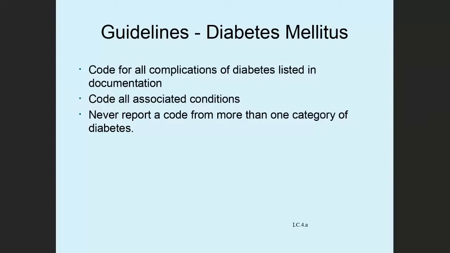And most importantly, never ever report a code for more than one category of diabetes for the same patient. For example, if reporting multiple diabetic complications, all the codes must be in the same category for the same patient, such as all from E08, all from E11, whichever is appropriate in that specific case. You're not going to have one code from E08, one code from E11, one code from E10. They all have to match.